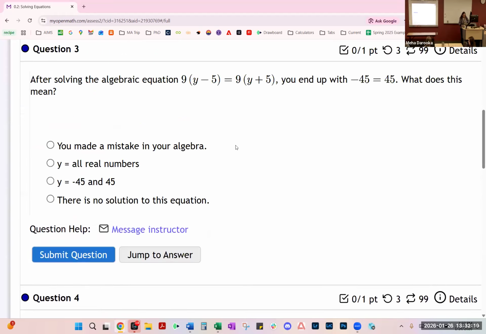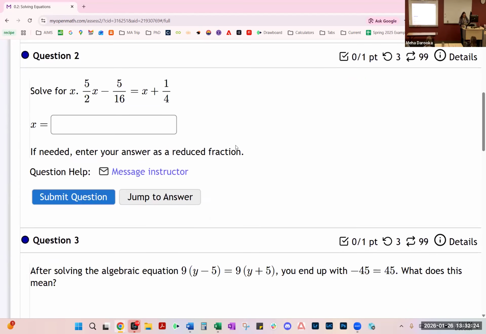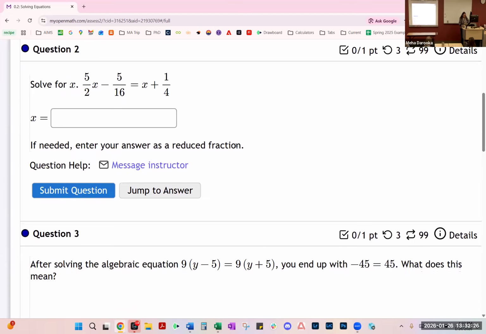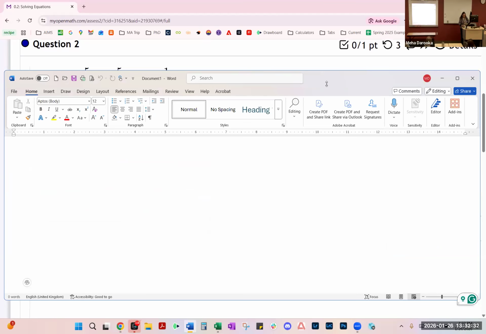Okay, let's tackle the one with fractions and then we'll do some different set of examples, because I know sometimes fractions can be scary. So let's take a look at what we need to do for this one here.